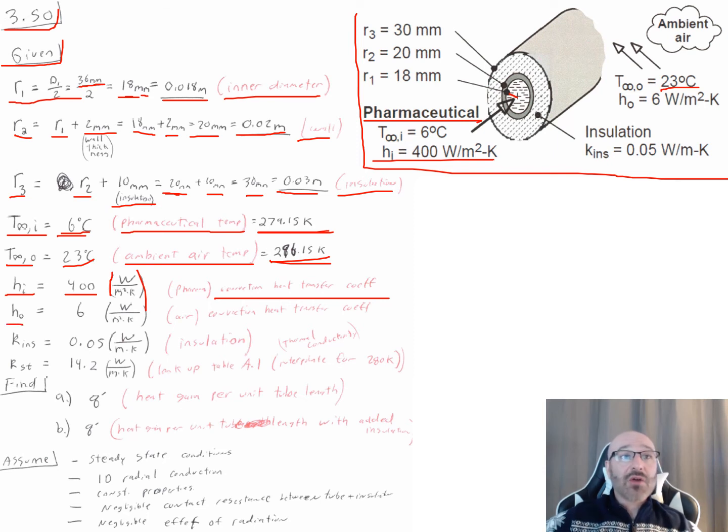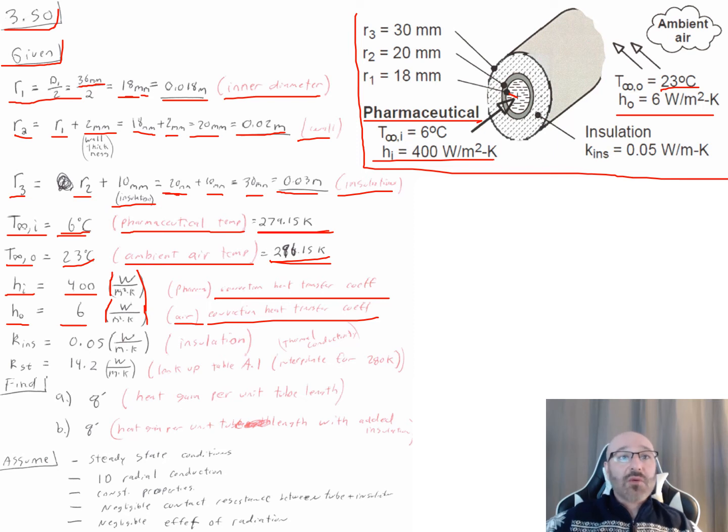Now my H outer right here is given to me for air right here, 6 watts per meter squared Kelvin right there. So again, I write down this is for air, convection heat transfer coefficient. So I have how it relates back to my problem in my problem statement as well.